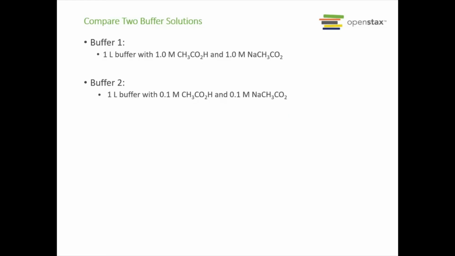So if we have two buffer solutions, both of them are 1 liter, and they have equal molar amounts of acetic acid and sodium acetate, it may seem like, oh, no matter what, they're both going to be the same power of a buffer. But look at the difference in concentrations, 1 molar versus 0.1 and 0.1. The 1 molar solutions have more moles available, even though it's still 1 liter. Now you have 1 mole per liter versus 0.1 moles per liter. So because you have more moles available, that's going to have a higher buffering capacity than the 0.1 molar solutions, because you have more moles of acid and base available to react.